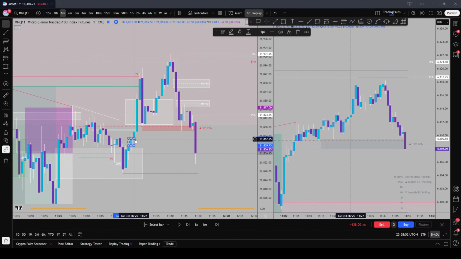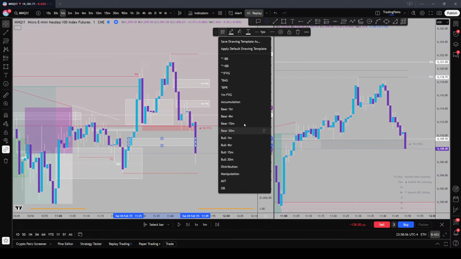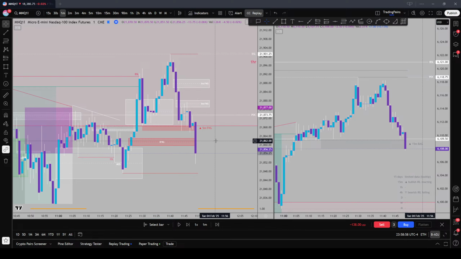So let's see. And it looks like it also made an inverted FVG right there. So order flow has changed. Made a high, made a low. Made a high, made a low. This whole thing, I would say, is a breaker block. One gigantic breaker block.